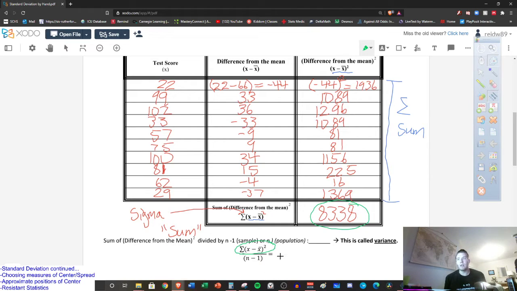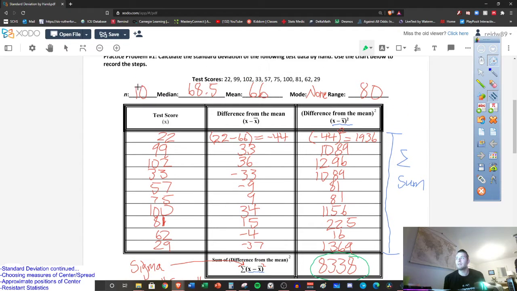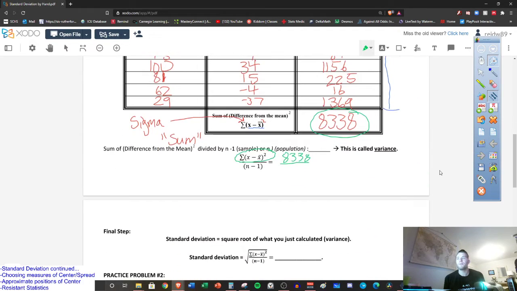So when I write this equation down here, it's going to be 8338 over what's called n minus 1. This is the degrees of freedom. They write a couple notes in here: divided by n minus 1 is for a sample, n for a population. We're not going to worry about that too much. We're just going to go ahead and do n minus 1. Well, what was n? I go back up. n was 10. So it's 9 on the bottom.